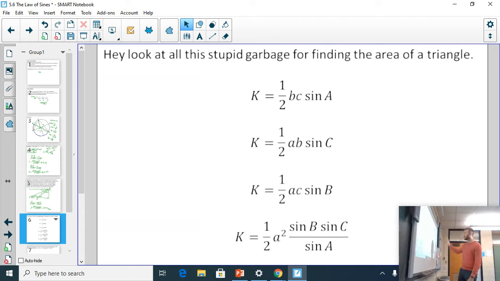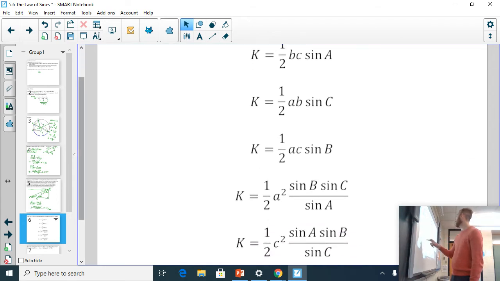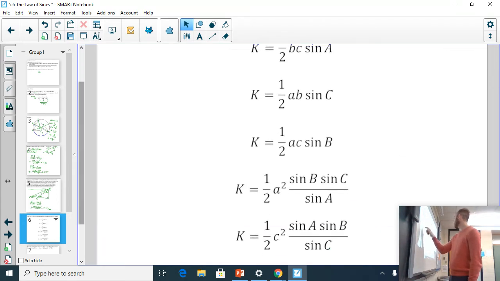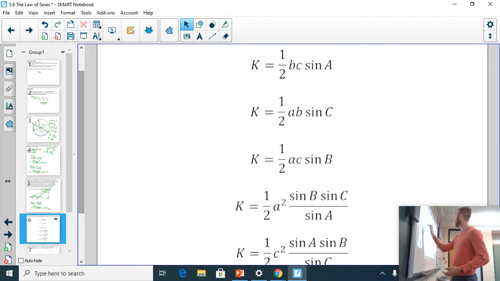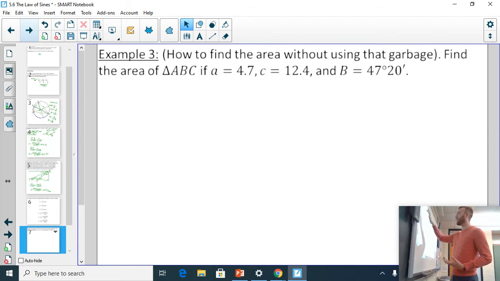And hey, look at all this stupid garbage for finding the area of a triangle. Your book gives you these formulas with K as the area of a triangle. Who in their right mind wants to memorize that? Not me. So you can look in your book and you can pause this video and write it down if you truly wish. But I think it's better to just think about it.